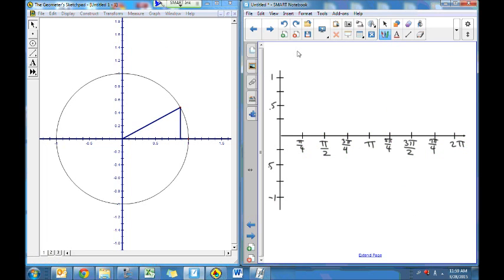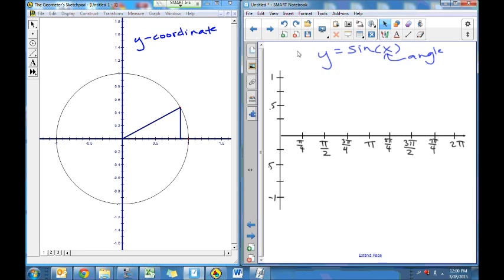With that in mind, we are going to start looking at the graph of y equals the sine of x, where x is our angle. Also keep in mind that we're looking mostly at our y-coordinate, because that gives us the sine of x.